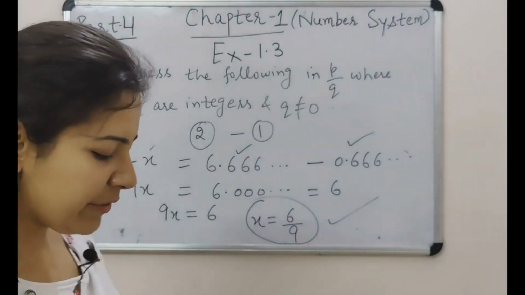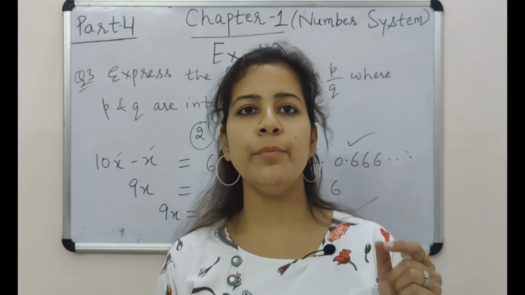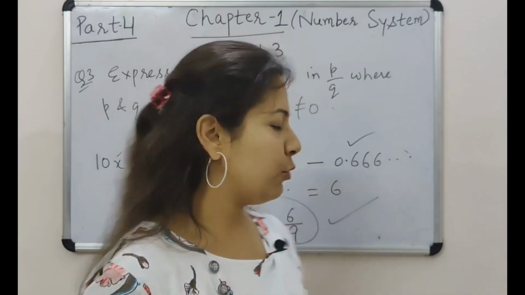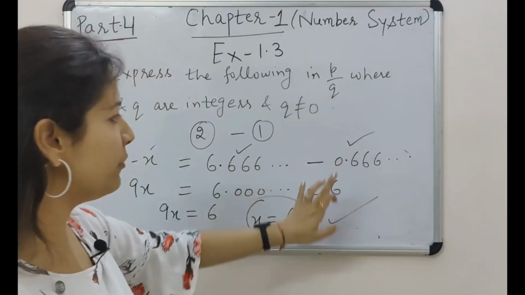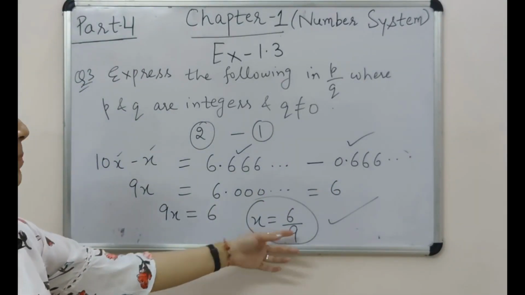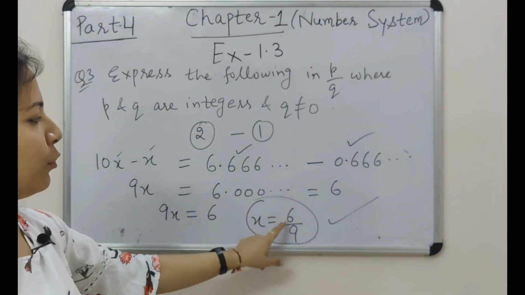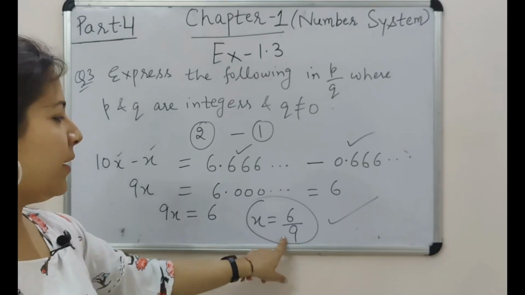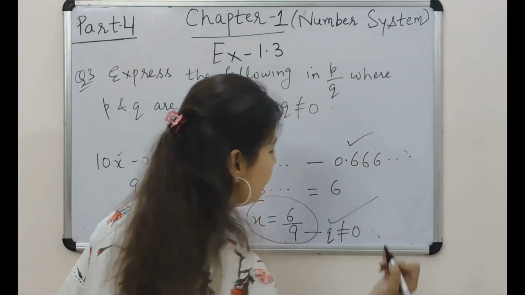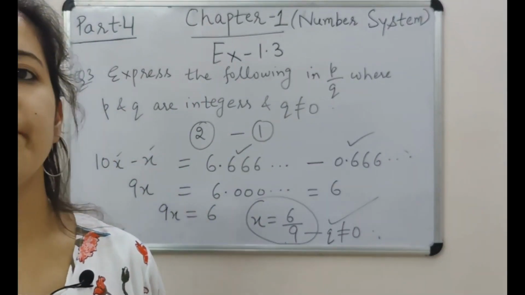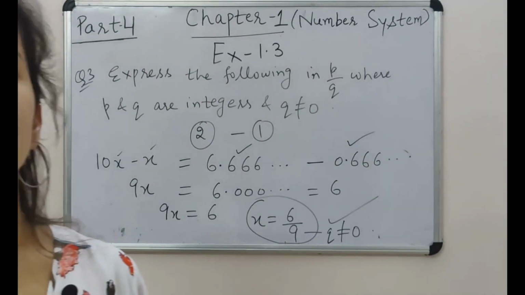If you remember, in the very first step we assumed x as 0.6 bar. The question was to convert this into p by q form. So here is your x in p upon q form, where both p and q are integers, and this q, this denominator is clearly a non-zero value. Your question is done as per the given condition given in the statement.